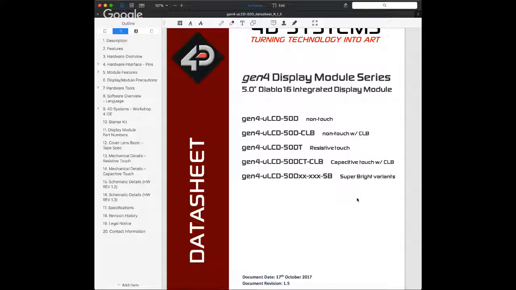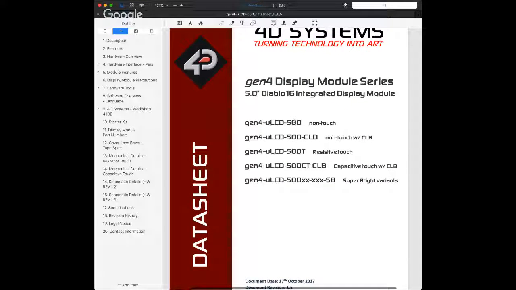Okay, so there are a few models. They have the non-touch model. All right, so they have a non-touch with bezel. The CLB that you are seeing at the back of the product code is basically the bezel that is around the display.